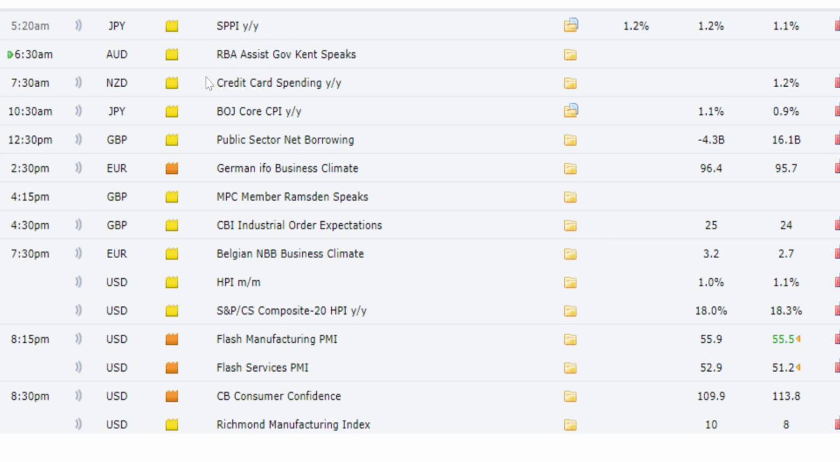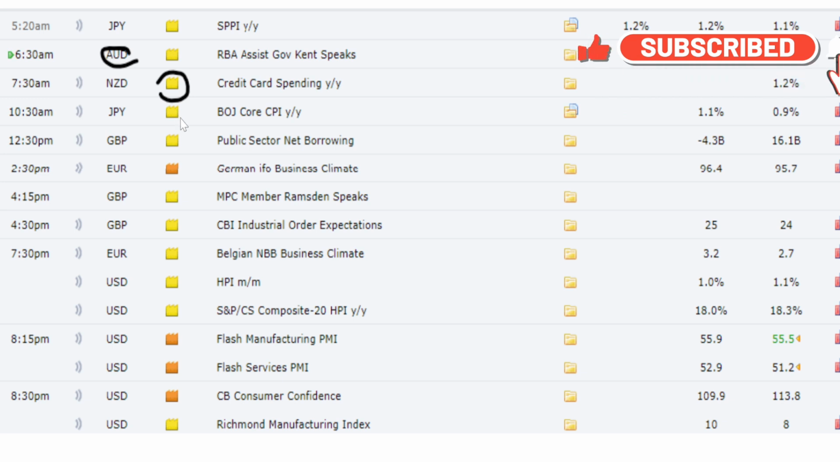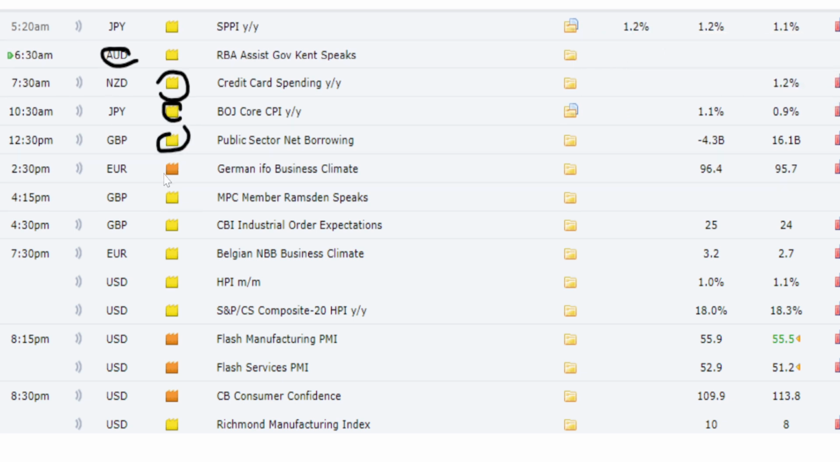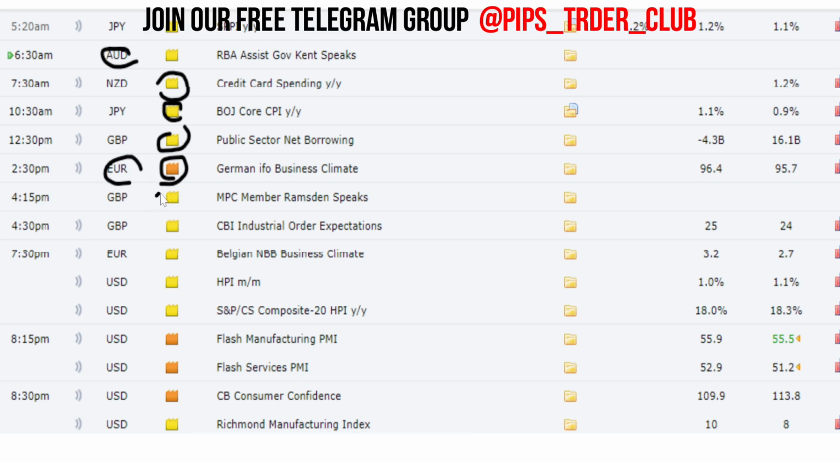So when we look at the economic calendar, Aussie dollar has medium impacting news, and for New Zealand dollar we have low impacting news, and we have low impacting news for other currencies also. And at 2:30 p.m. Indian time we have medium impacting news for euro, and again we have low impacting news for British pound, euro, and also for USD.